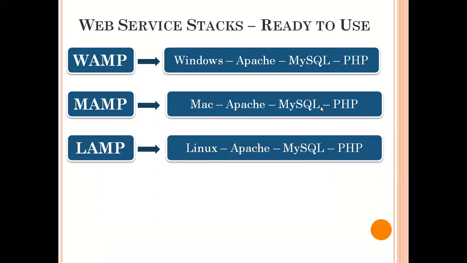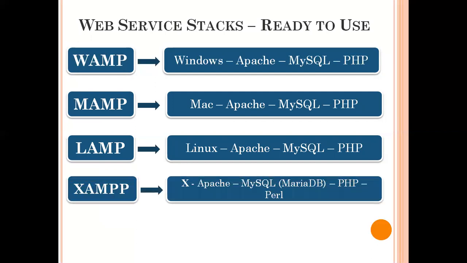And this one is LAMP. LAMP is used in case you're using Linux as the OS, so there you have to use LAMP. We have another one, that is XAMPP. The X means cross platform. It can be anything. The X indicates cross platform, along with Apache and MySQL.